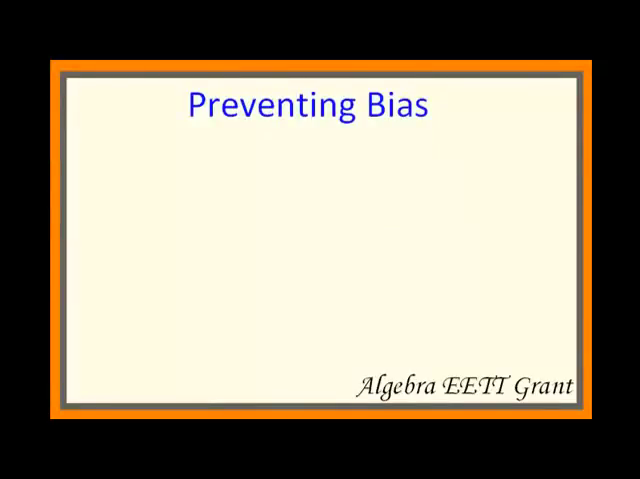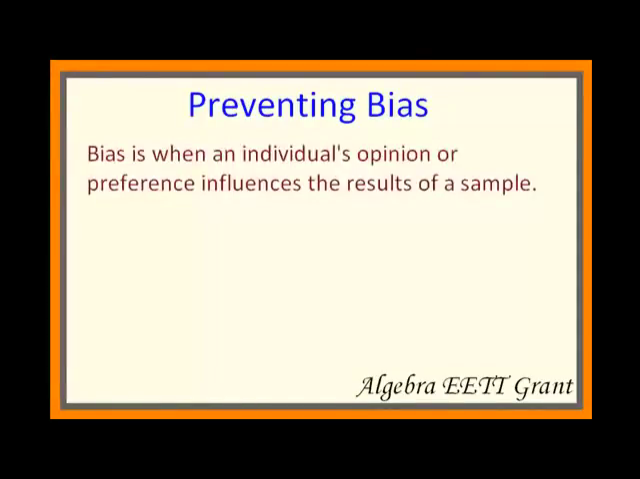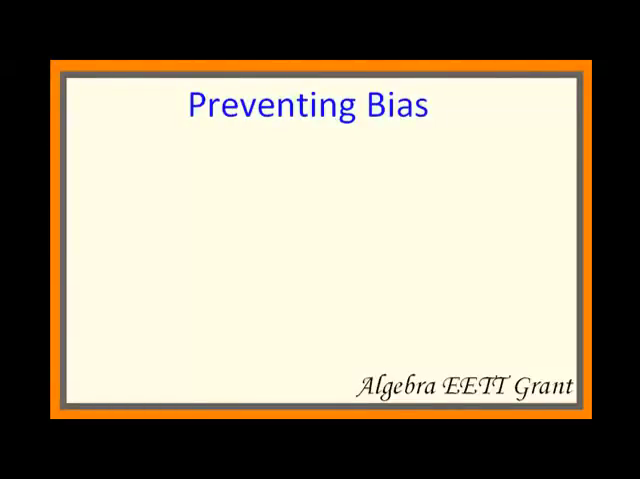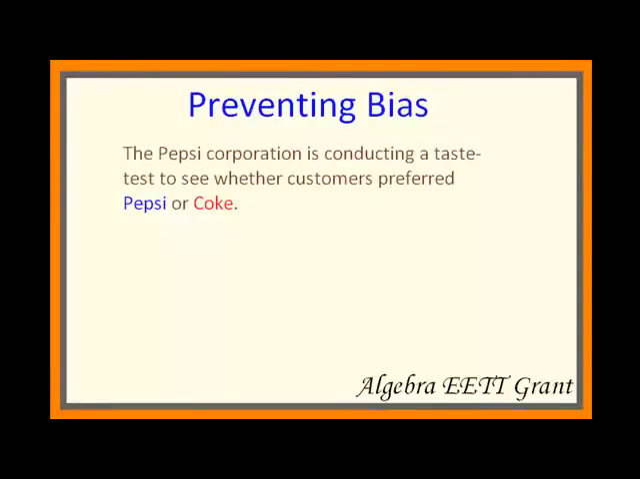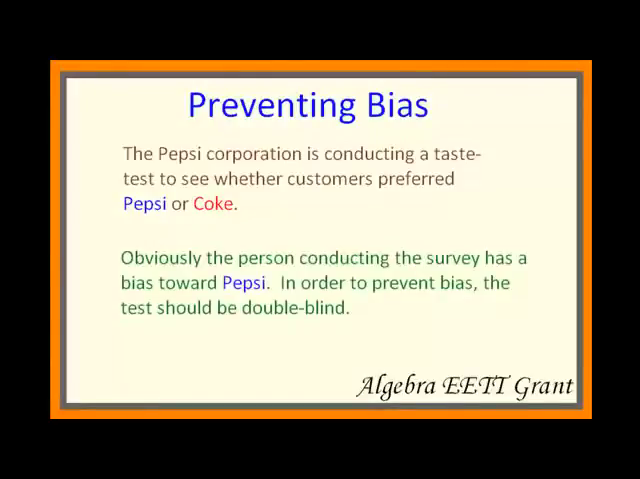Another aspect of sampling you have to worry about is preventing bias. Now, what is bias? Well, that's when an individual's opinion or preference influences the results of a sample. For instance, an example of this would be the Pepsi Corporation is conducting a taste test to see whether customers prefer Pepsi or Coke. Well, obviously, the person conducting the survey, if they work for the Pepsi Corporation, has a bias towards Pepsi. So in order to prevent this bias, the test should be double blind.